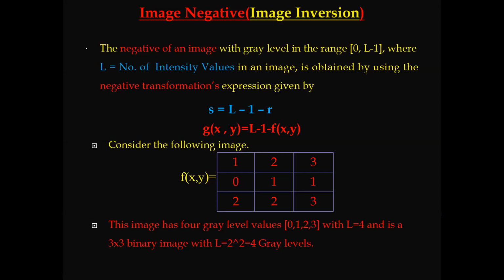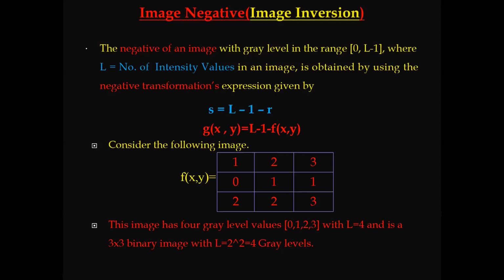In this equation, you try to understand the terms first. Small s is the intensity level of your output image. Small r is the intensity level which is present in the input image. Then what about the capital L? Capital L is the number of intensity levels. We get this from the range of the intensity levels of a given image, 0 to L minus 1. So in each case, we need to identify first what is the value of r, after that what is the value of capital L. Once we are able to identify the value of capital L and small r, then we can find out the value of s.